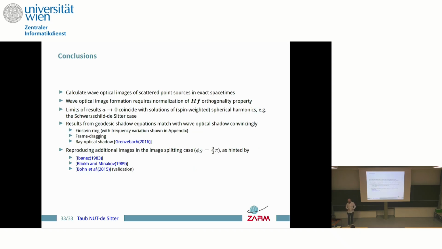So let me come to my conclusions. We calculated wave-optical image formation for point sources by using the Teukolsky equation and used the construction of complete orthonormal sets of functions. And the limits coincide with many other observation data, with other theoretical results, and we could also reproduce the image splitting case as hinted at by these colleagues here.